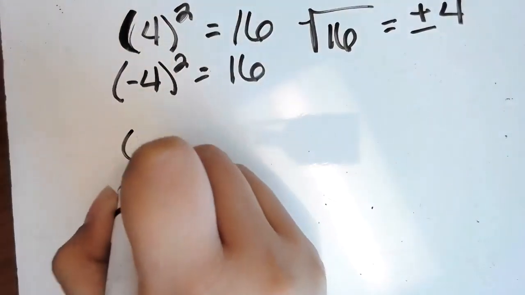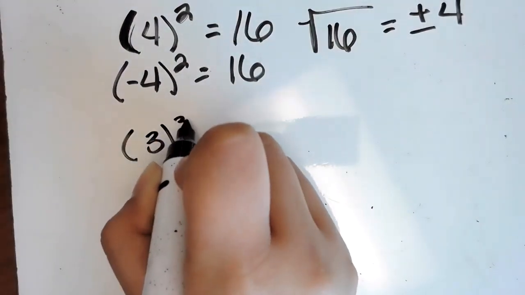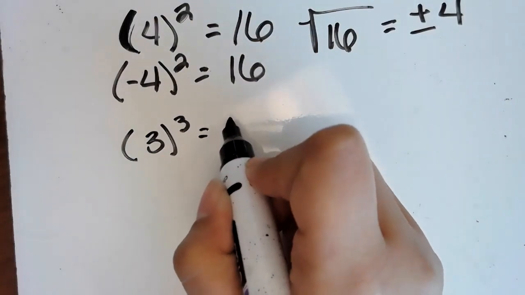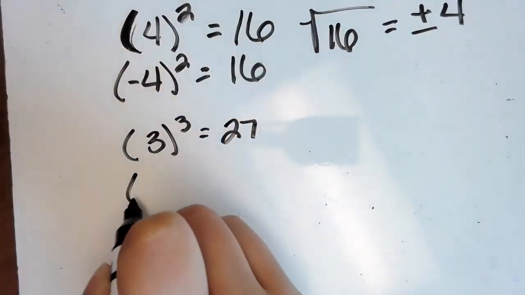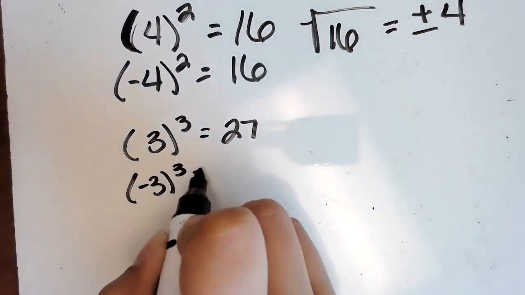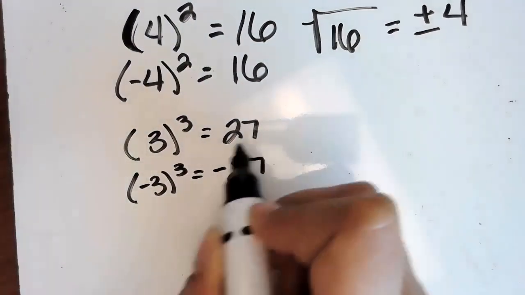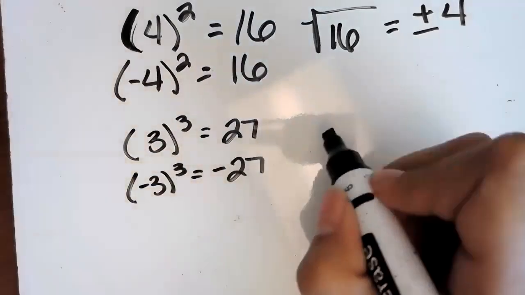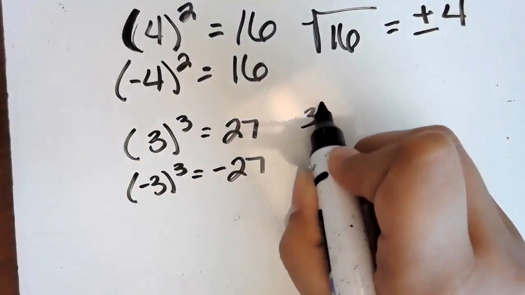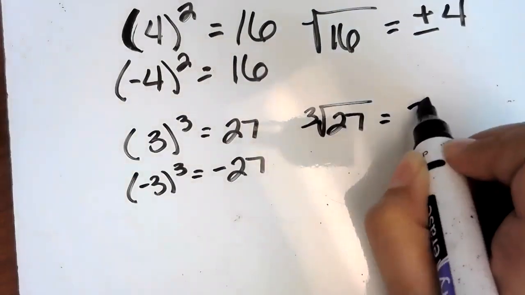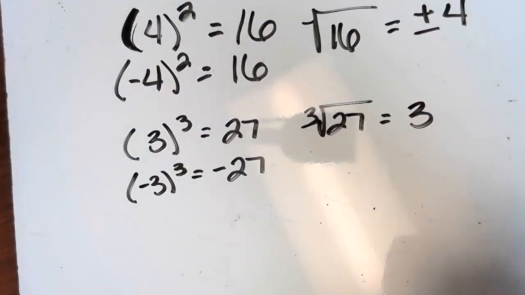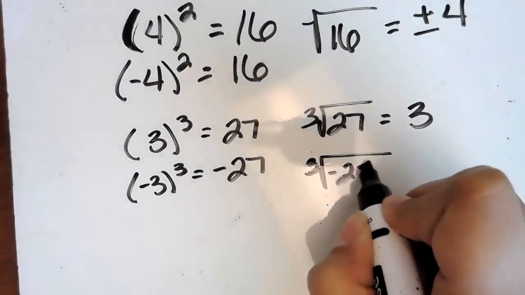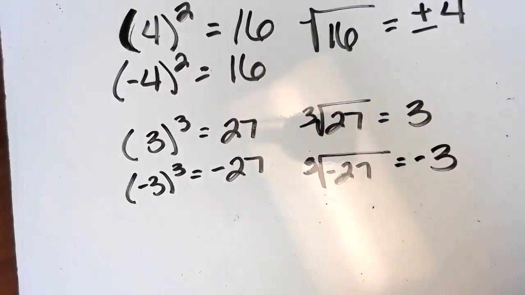Now, if you're looking at cubes and you take 3 and cube it, you get 3 cubed is 27. But if you take negative 3 and cube it, you actually get negative 27 because that's negative 3 times negative 3 times negative 3, and that's a positive, positive, positive. So when you take the cube root of a positive 27, you only have one solution. There's only one way to get 27 when you cube. And same way if you take the cube root of a negative 27, you get negative 3.